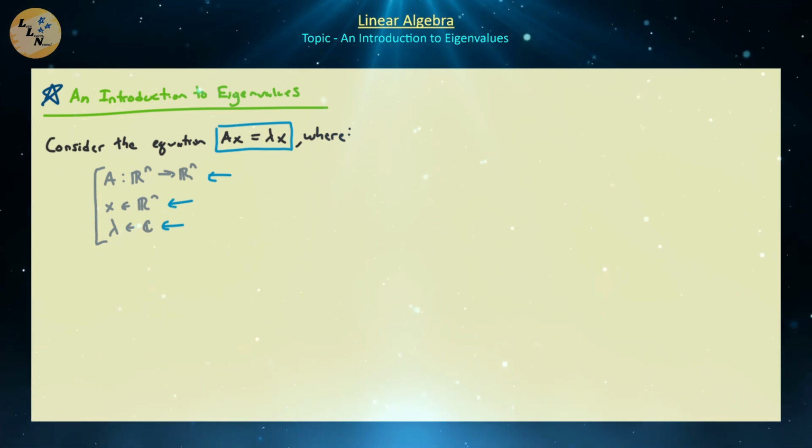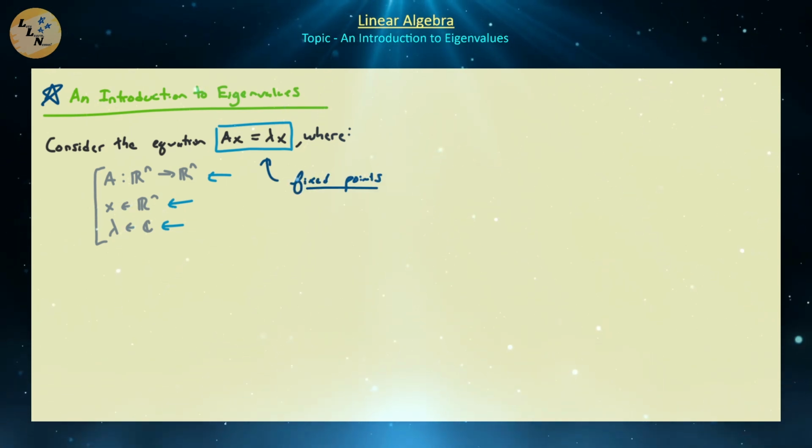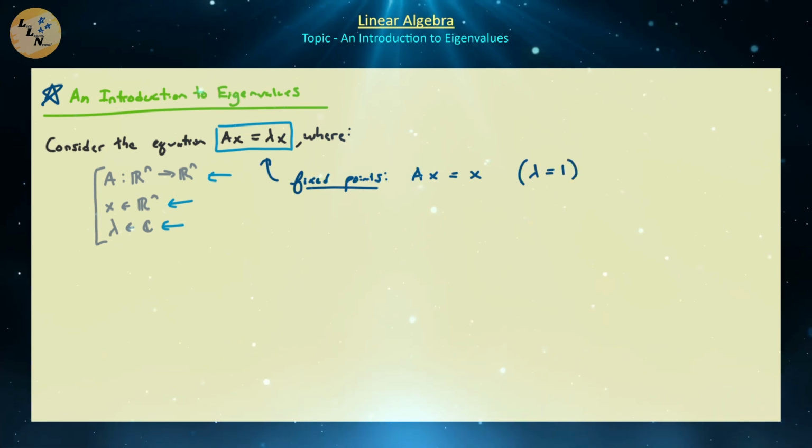So what exactly does this particular equation represent? If you're familiar with fixed points, they are vectors x such that when you apply some transformation A to that vector, you get that vector back again. So if we look at the equation Ax = λx, then x is a fixed point if and only if Ax = x, which of course implies that lambda is equal to 1.